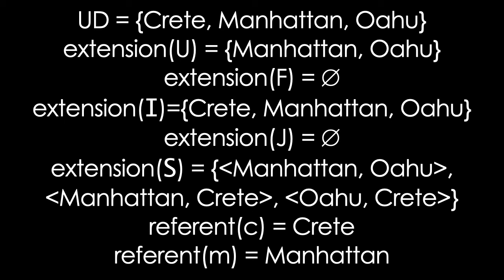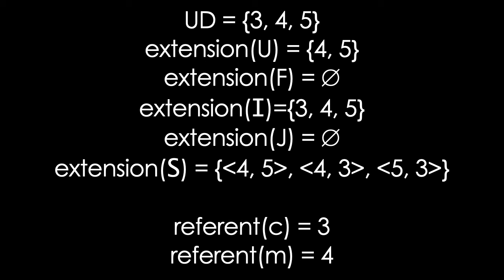A model is a formal structure. Even though the universe of discourse in this model is a set of 3 islands, it could be 3 of anything. For example, we could let the universe of discourse be the set containing the numbers 3, 4, and 5. Then we'd specify extensions and reference in terms of that UD.